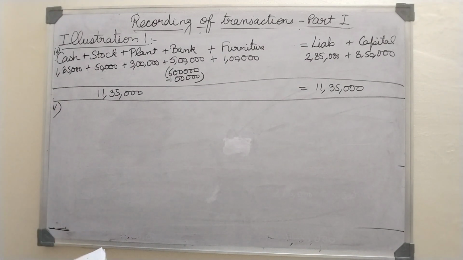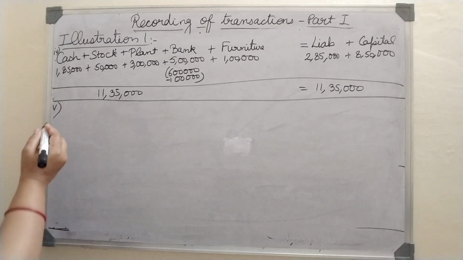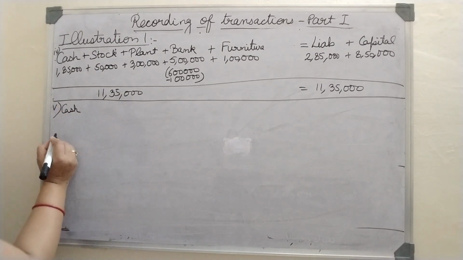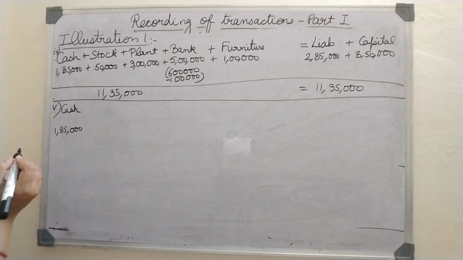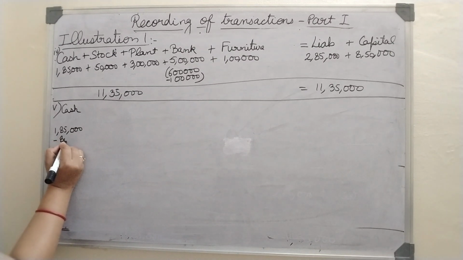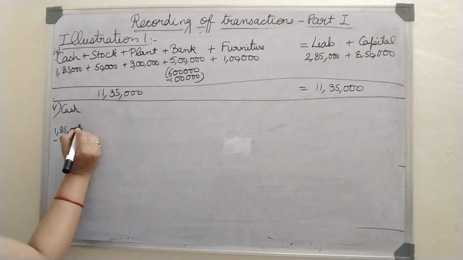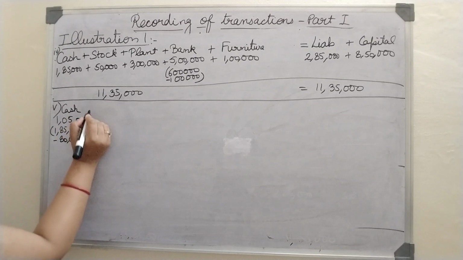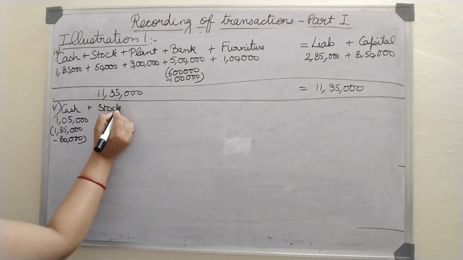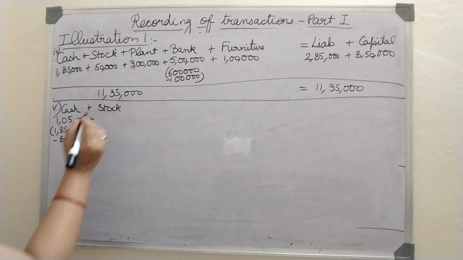Fifth, purchase goods worth rupees 80,000 for cash and for 35,000 in credit. Now when goods are purchased for cash, it means I have increased my goods but I have decreased my cash. So over here what thing will be affected? Cash. So from cash 1,85,000, how much have I paid? 80,000 are paid. So out of this, 80,000 should be deducted. So how much is left with me? 105,000. Plus stock is also affected, right? Stock was how much? 50,000 with me.